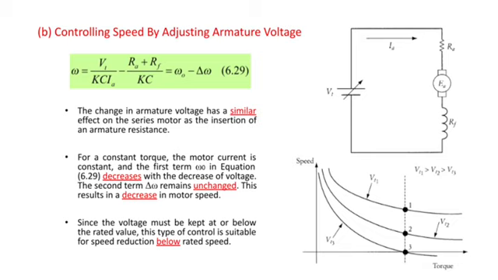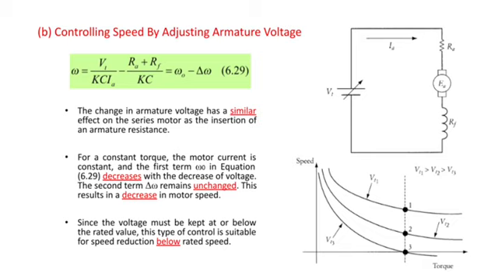In this method, we use equation 6.29 as mentioned by my friend Akif. Based on equation 6.29, the change in armature voltage has a similar effect on the series motor as the insertion of an armature resistance. For a constant torque, the motor current is constant and the first term, omega naught, in equation 6.29 decreases with the decrease of voltage. The second term, the rate of change of omega, remains unchanged. This results in a decrease in motor speed.